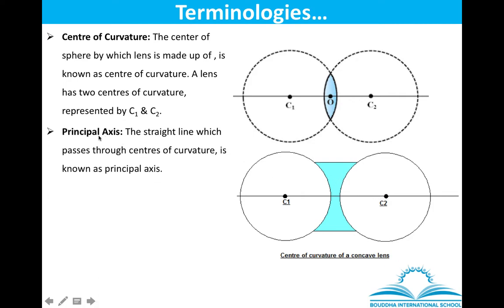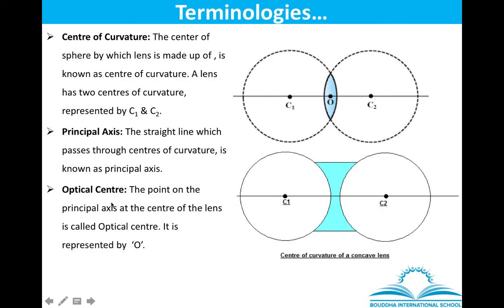The next term is principal axis. It is an imaginary straight line which passes through both centers of curvature, and it is known as principal axis. Optical center: the point on the principal axis which is lying at the center of the lens is known as optical center, and it is represented by O. This is also the center of lens, so it will be here, the optical center.